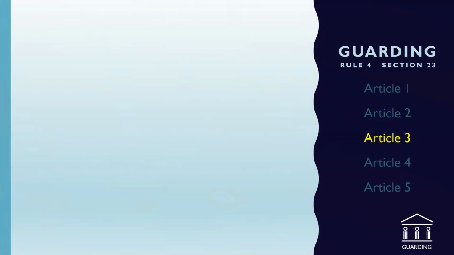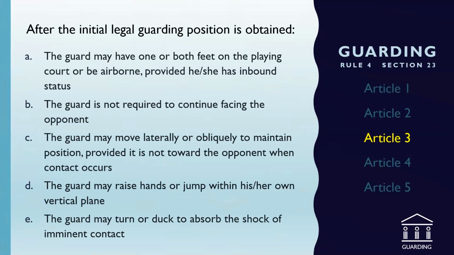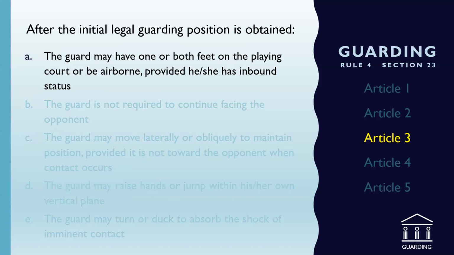But after we've established, Article 3 tells us what we can do after we've established our legal guarding position. All right, there's 5 statements. All of these statements are basically telling you you can go any way, any position, any direction other than toward your opponent. So the first one states you don't have to remain to have 2 feet on the floor. You can have 1, both, or even be airborne, and you still have maintained your legal guarding position.